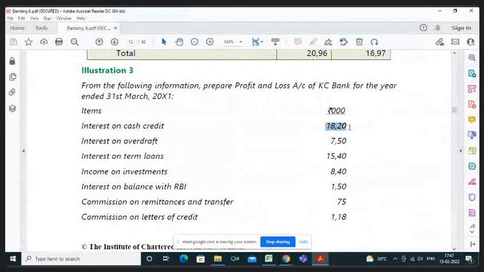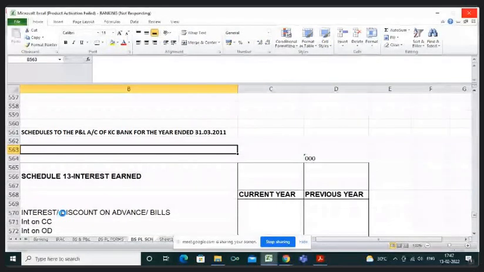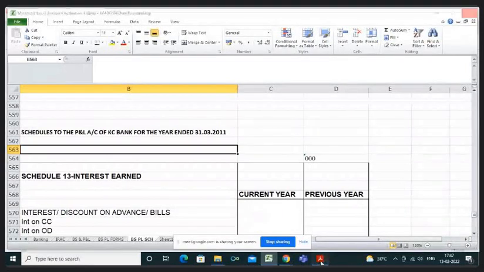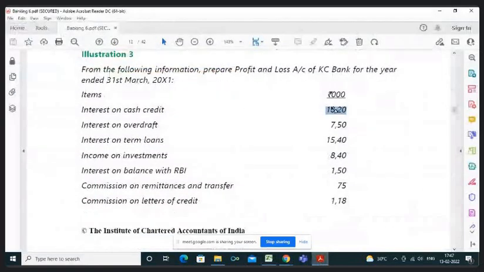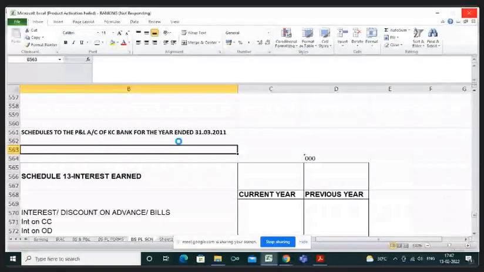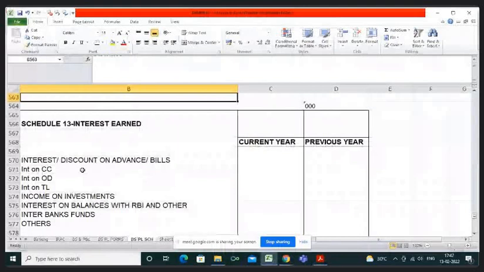So major income. So it will be coming under the schedule number 13. Under schedule number 13, we have interest or discount on advances and bills. Under that, we have categorization like interest on CC, OD and term loan. So we will give the breakup in the schedule. Since we have all the breakup, we can give it.